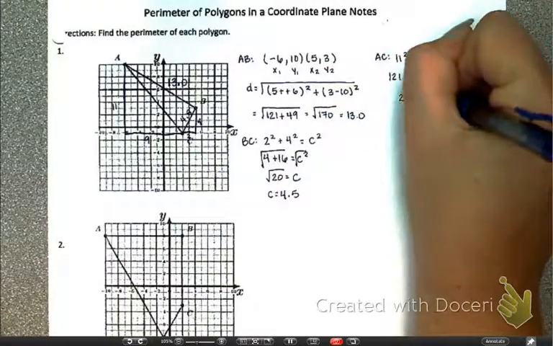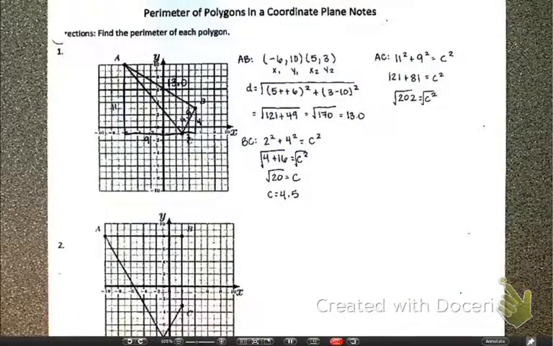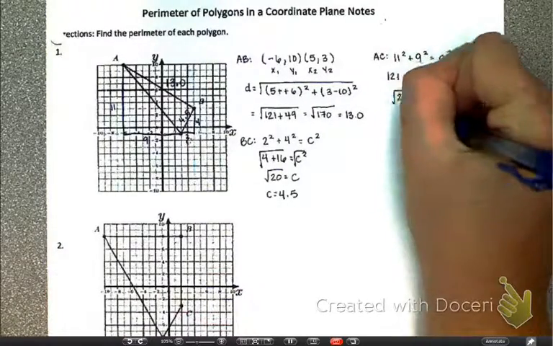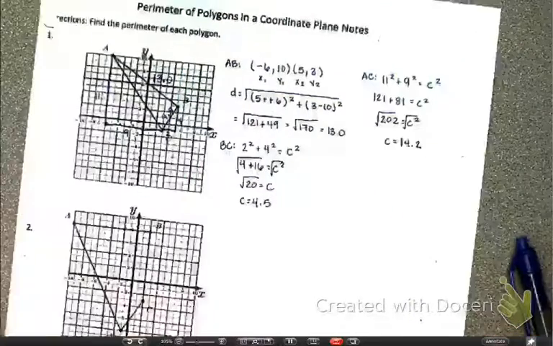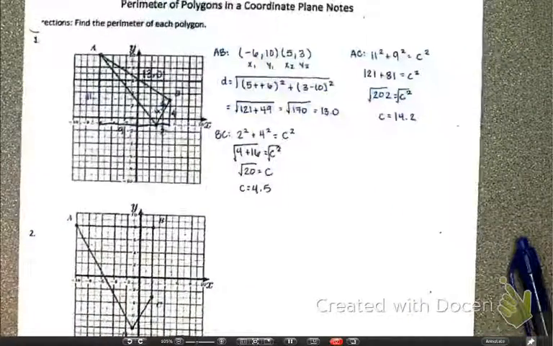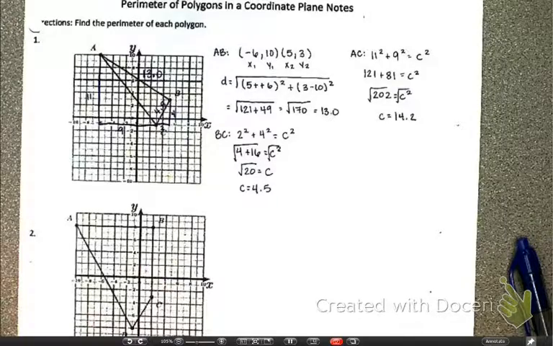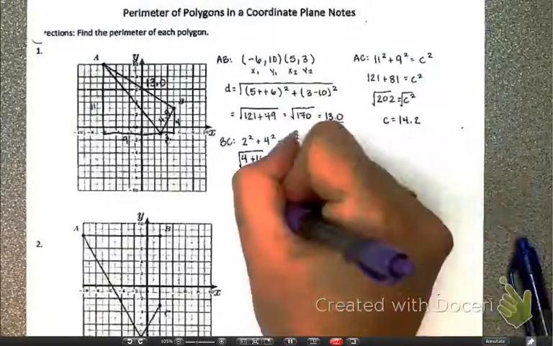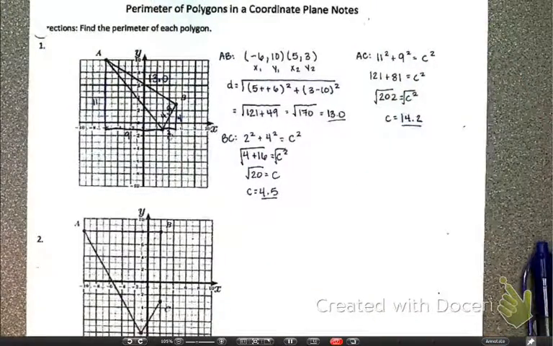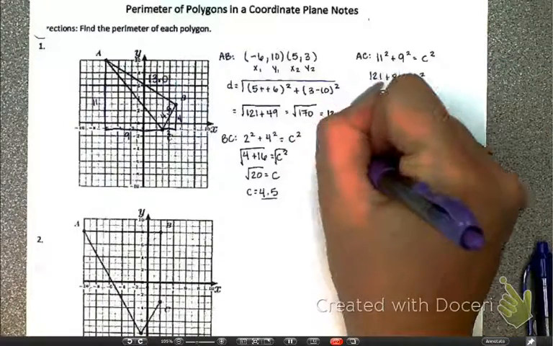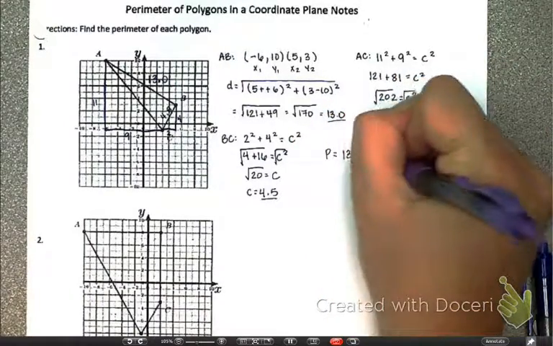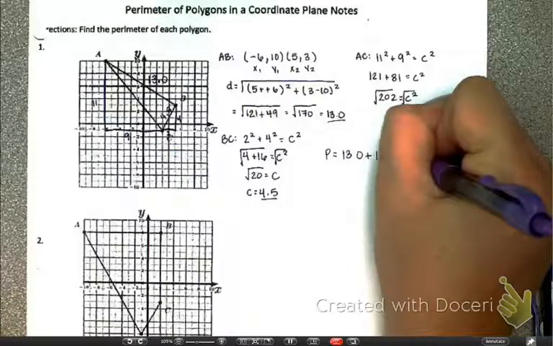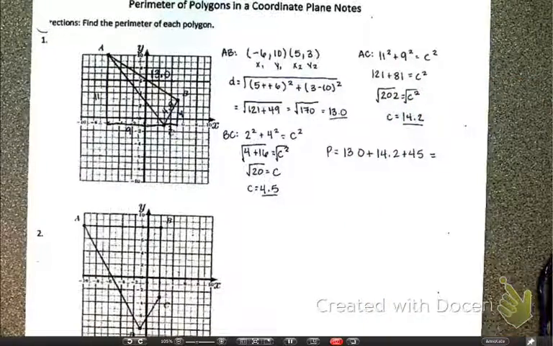And if I want to take the square root of 202 to the nearest tenth, what do we get? 14.2. So we did a lot of work there, right? To get the 3 side lengths that we needed, and we still have to find perimeter. So I know I have 13, 4.5, and 14.2. Perimeter says I add up all the sides. So 13 plus 14.2 plus 4.5 gives me what?